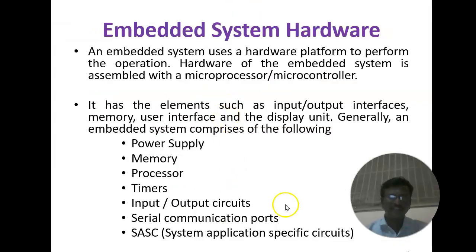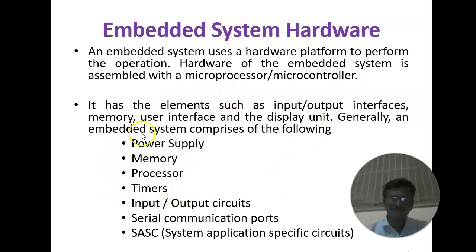And the next one is, what is embedded hardware? This embedded hardware is a platform to perform specific operations. The hardware of the embedded system can be assembled using a microprocessor or microcontroller. So basically the microprocessor or microcontroller is part of this embedded system. Without this processor or controller we are not able to do anything. It has a number of elements, that is IO interfaces, memory, user interfaces and display units. So these are the main building blocks inside of that.